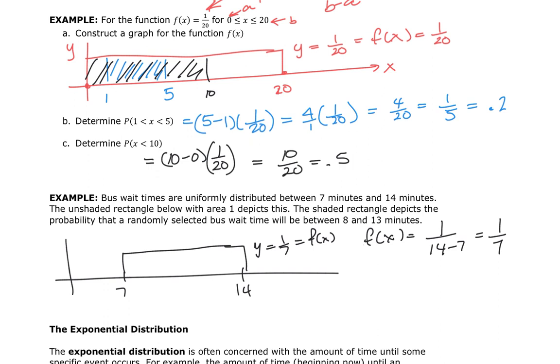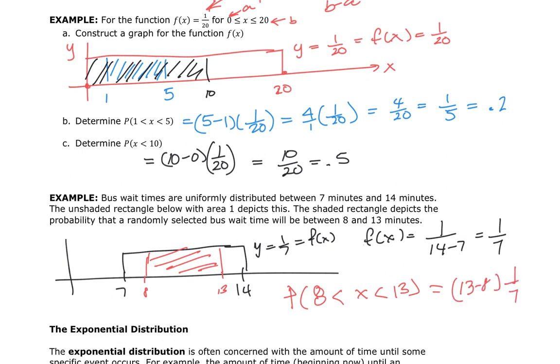The shaded rectangle depicts the probability of selecting between 8 and 13 minutes. Okay, well, here is 8 and here is 13. So this is the rectangle I'm looking at. If I want to know the probability between 8 and 13, then I just figure out how far I've traveled, which is the length of my rectangular box, 13 minus 8. Then I'm going to multiply that by 1/7, and that is the probability that you will randomly select a bus wait time between 8 and 13.